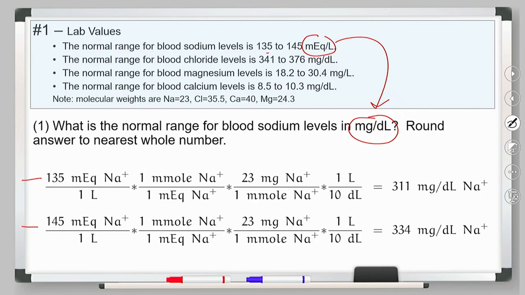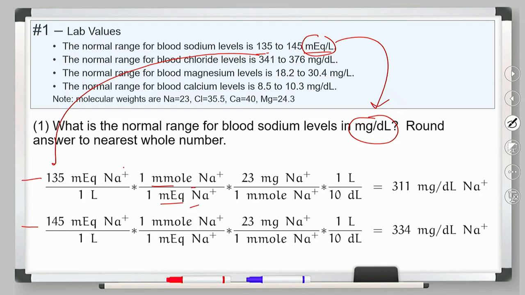If we start with 135, the low end of the range, we said that those units are milliequivalents per liter. So we have 135 milliequivalents per 1 liter. So to get to weight, to get to milligrams, we have to get to millimoles. So what is the relationship between a milliequivalent and a millimole? Can you do that? For any specific ion, how will you know what numbers?